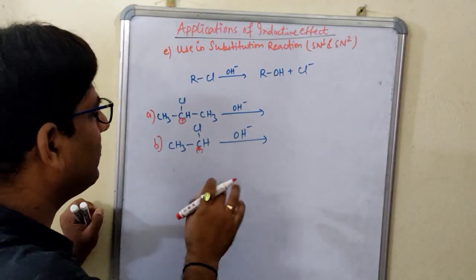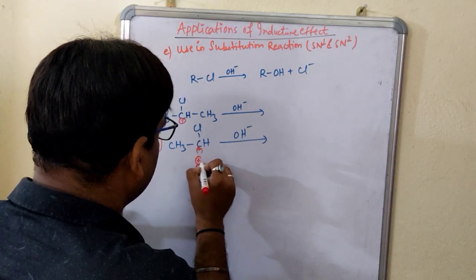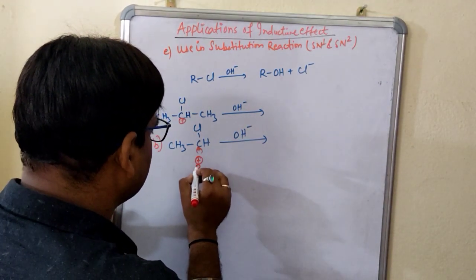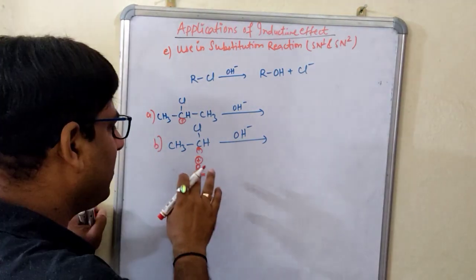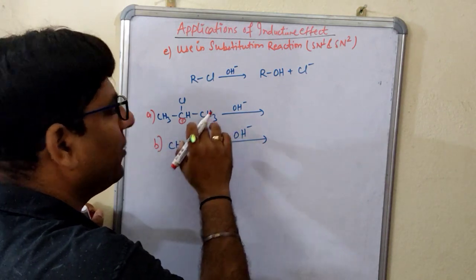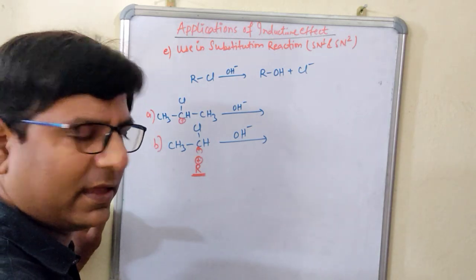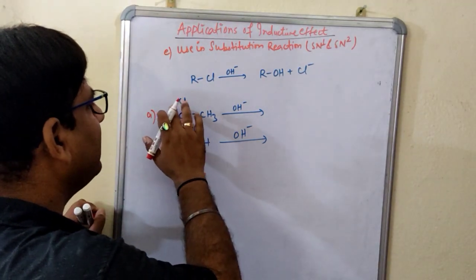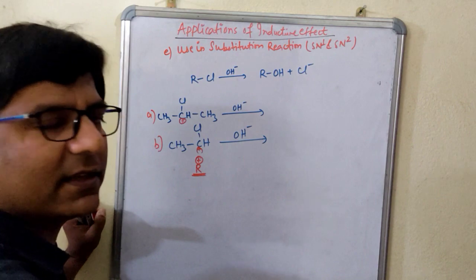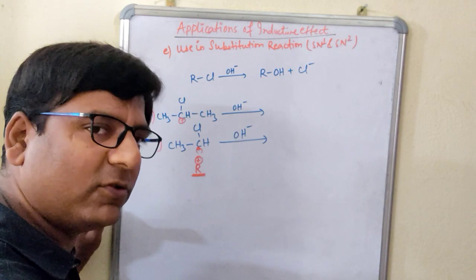Now the faster reaction means what? That R plus, if I am taking for the alkyl, means we have to stabilize this positive charge on the carbon. If we are stabilizing the positive charge on the carbon, then it will be very easy for removing the leaving group in the form of its ion. Means the halide is there, so it will move out in the form of halide ion. For the easy removal of this leaving group, what we have to do? We have to stabilize the positive charge on the carbon atom. Now the question is how we can stabilize that positive charge.